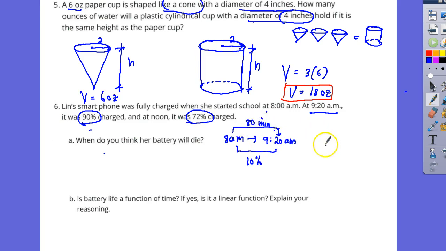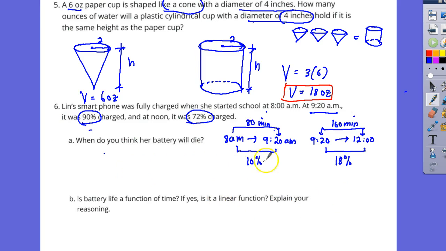And then from 9:20 a.m. till noon, it's down to 72%. So from 90, it went down to 72%, which means she used up 18%. And how many minutes had lapsed between 9:20 and 12? That will be 160 minutes.